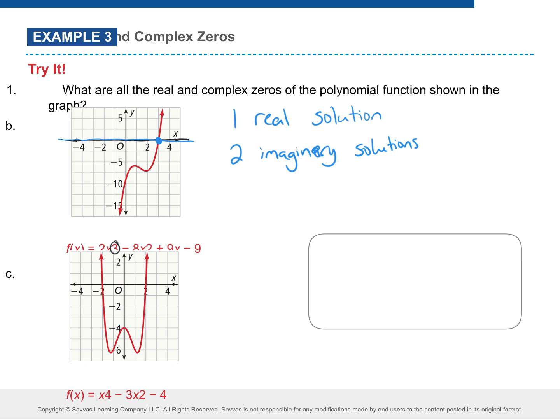Okay? Go ahead and try B on your own. Tell me how many real solutions there are, how many imaginary solutions there are. First of all, we want to look at the degree because that tells us how many solutions we're going to have. How many solutions should we have on 3B? 3. Look at the polynomial function. Right now my polynomial function is x to the 4th minus 3x squared minus 4. How many solutions should I have? 4. Remember, it's whatever that highest degree is. So I should have 4 solutions.